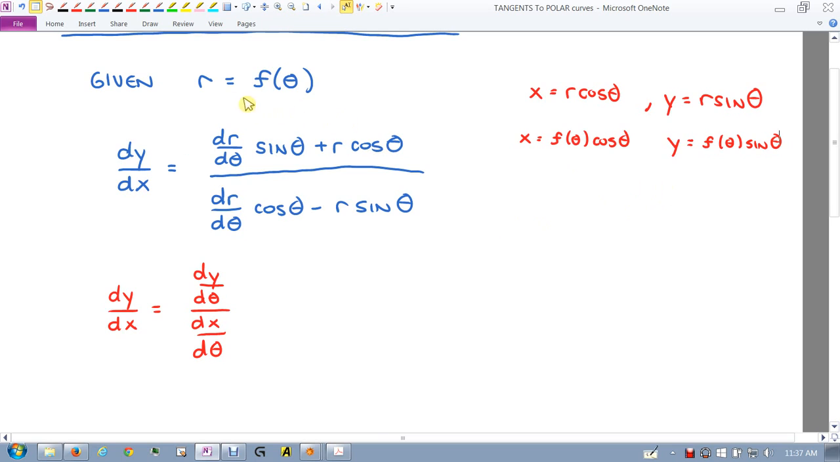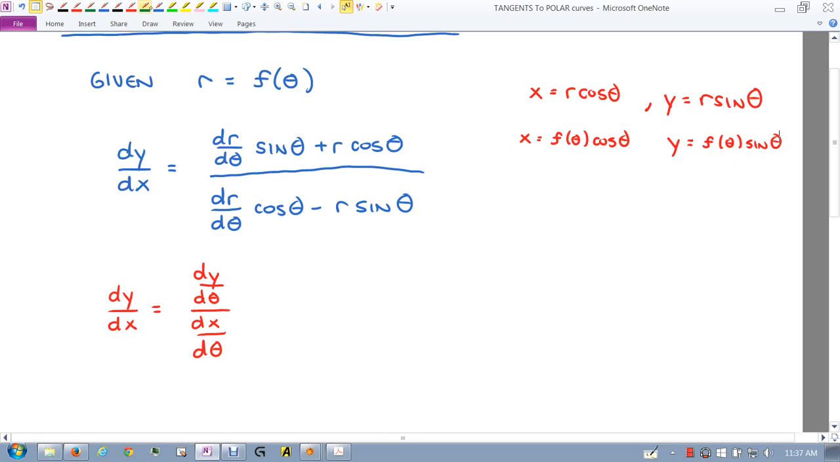I'm replacing the r with this. Now, what's dy d theta? Look at this right here. What's the derivative of y with respect to theta? What would you have to use if you're taking the derivative of this times this? Product rule, wouldn't you? Wouldn't you have to take the derivative of this product rule?